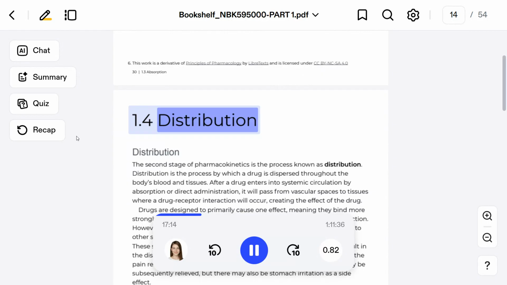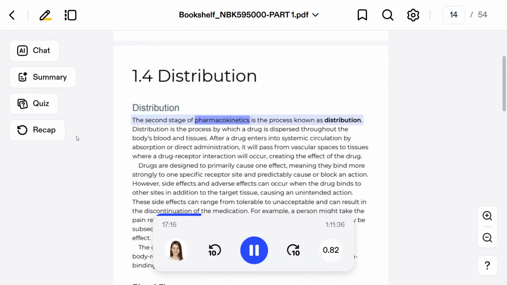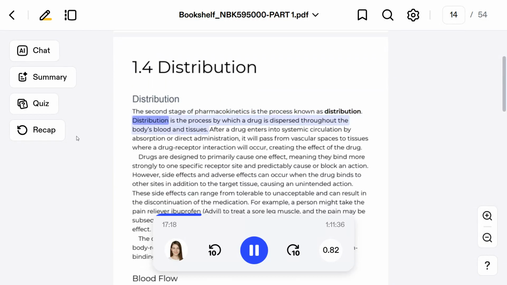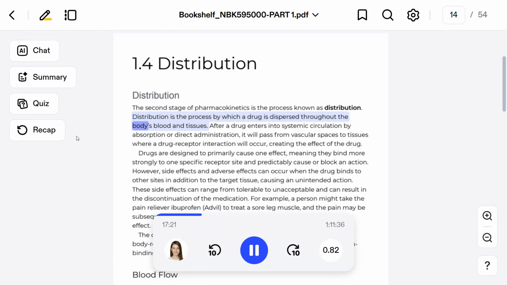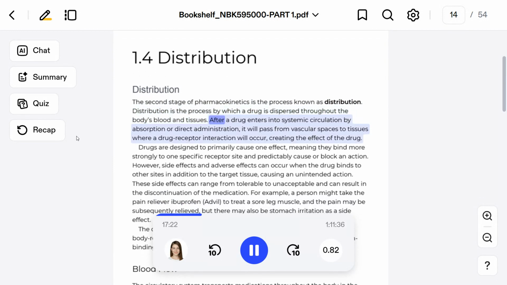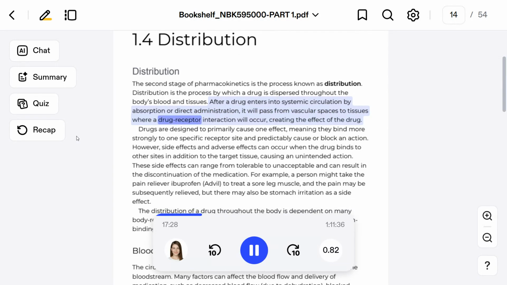Distribution. The second stage of pharmacokinetics is the process known as distribution. Distribution is the process by which a drug is dispersed throughout the body's blood and tissues. After a drug enters into systemic circulation by absorption or direct administration, it will pass from vascular spaces to tissues where a drug receptor interaction will occur, creating the effect of the drug.